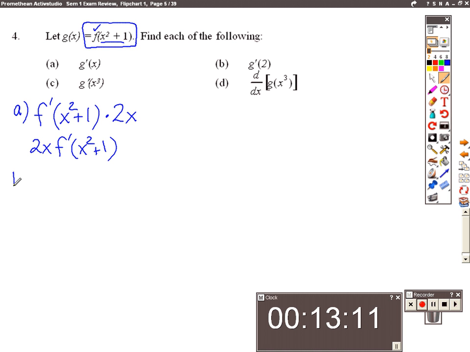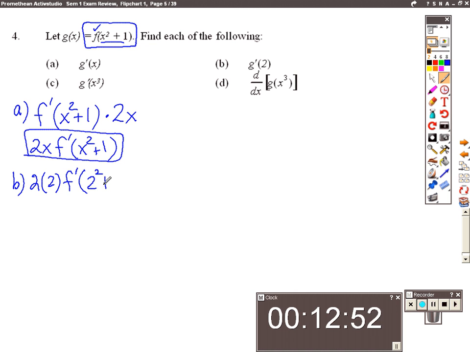In letter B, they're asking me to find the derivative at 2. Well, in letter A, I already found the derivative. So now all I need to do is substitute the number 2 in place of x into the derivative that I already found in A. So there's 2 times 2 multiplied by the derivative at 2 squared plus 1, which is 4 times f prime of 2 squared is 4 plus 1 is 5. And there's nothing else that I can do with that because I don't know the actual function for f.